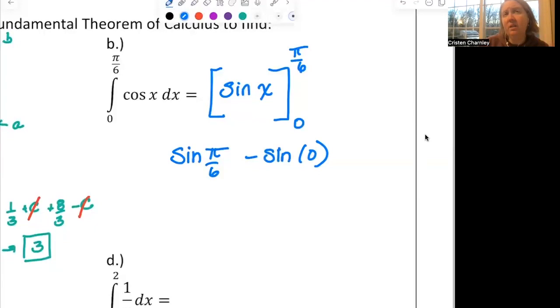So on that unit circle, you know where pi/6 is, the sine value is the y value. That's going to be 1/2. Sine of 0 is 0. So my final answer is 1/2. And again, you can check your work with Math 9. It's kind of helpful.